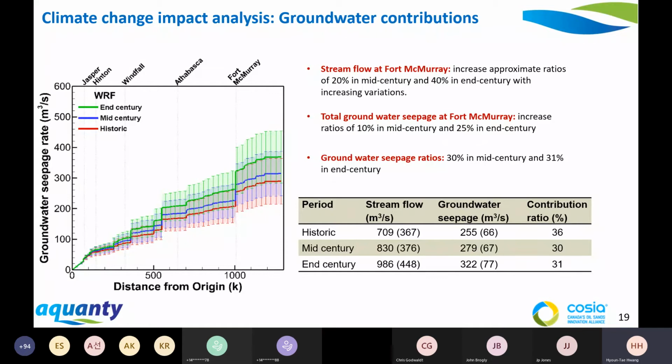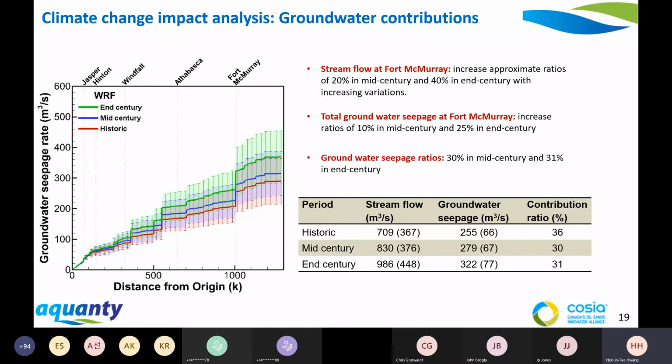How much change in groundwater system, groundwater seepage in the ARB model. The red line represents the historic result, blue represents mid-century, and green represents end century. As you can see, magnitude-wise, groundwater seepage to the surface water flow system increased further in mid-century and end century.